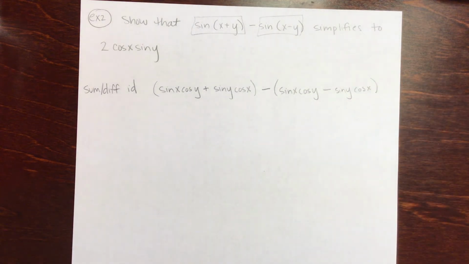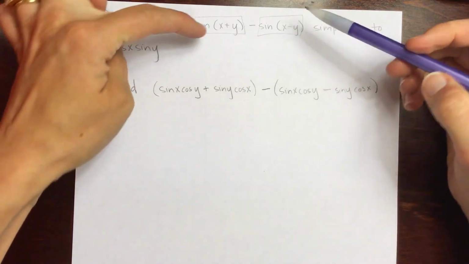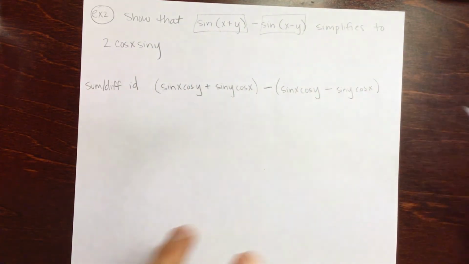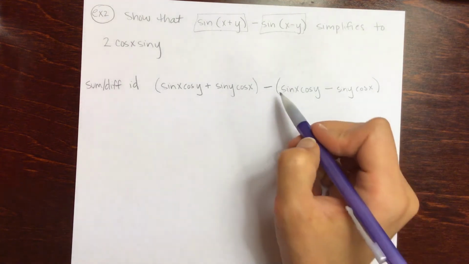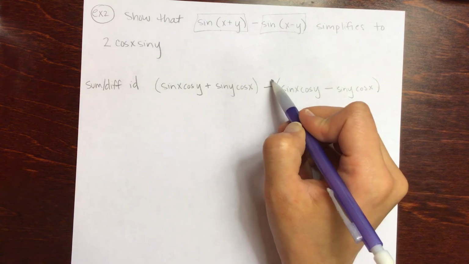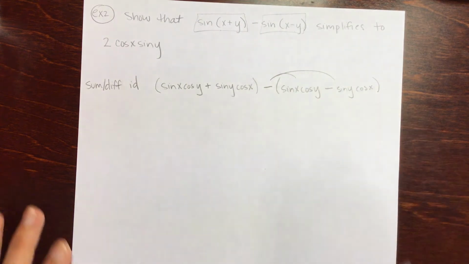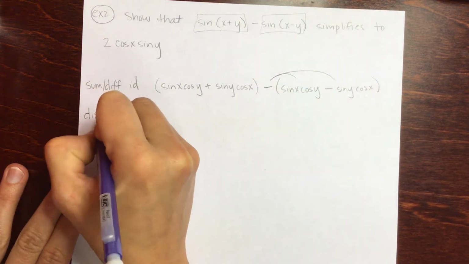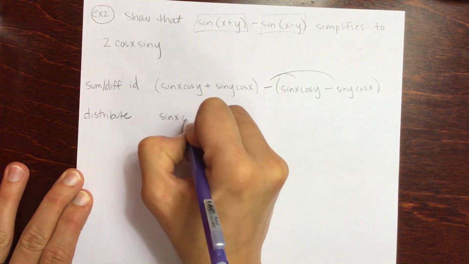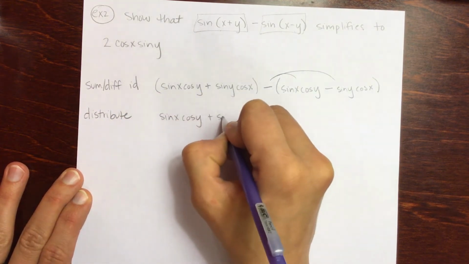I first started to write my parentheses here just to make it super clear this was from here and this was from here, but I realized the parentheses are important because I'm subtracting this second identity. I'm subtracting it. So I need to distribute before I can actually get rid of these parentheses. So distribute or do some algebra to get rid of your parentheses.